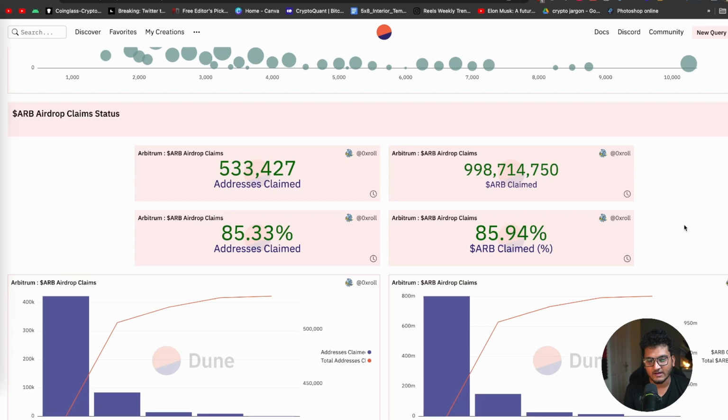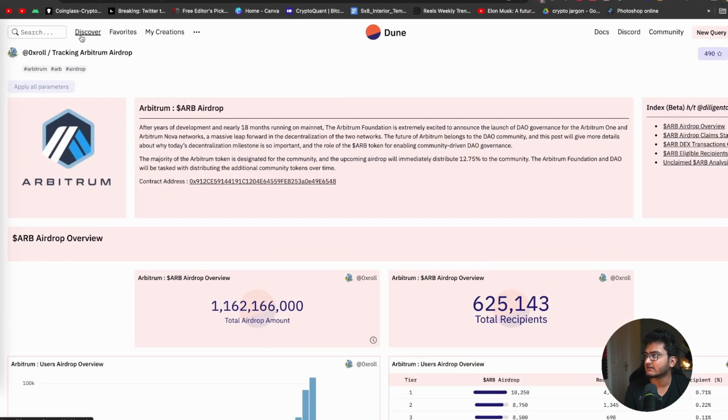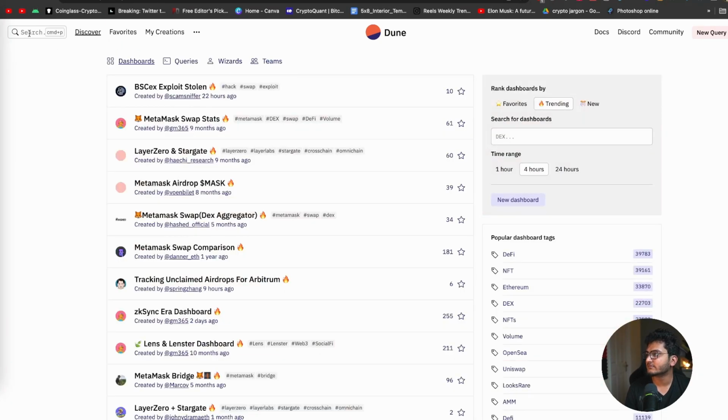So that is a red flag for people who are looking to long or buy Arbitrum. So in this way you can use these analytical tools. You can also go back to Discover, and now we will try to find some trading related dashboard.